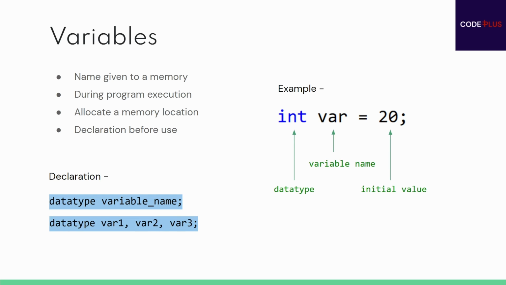We already know what data type is, and variable name is the name given to a variable. A variable name consists of alphabets, both upper and lowercase, numbers and the underscore character. However, the name must not start with a number.